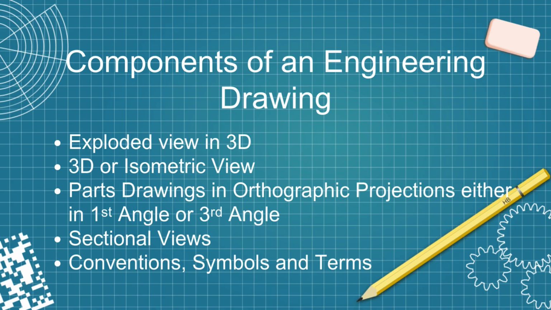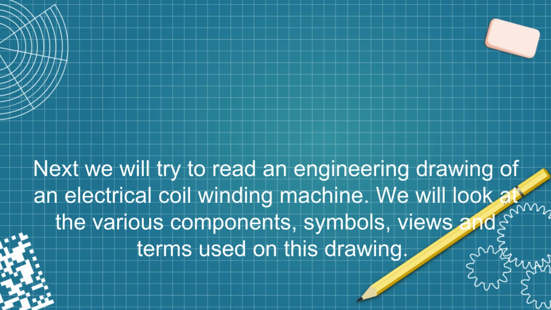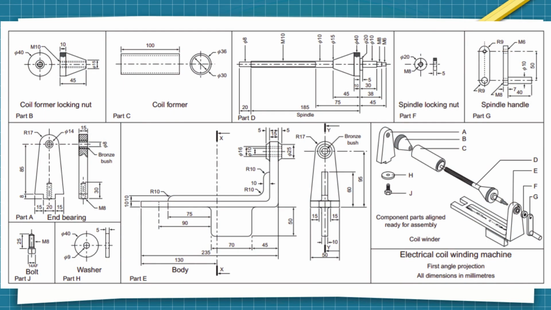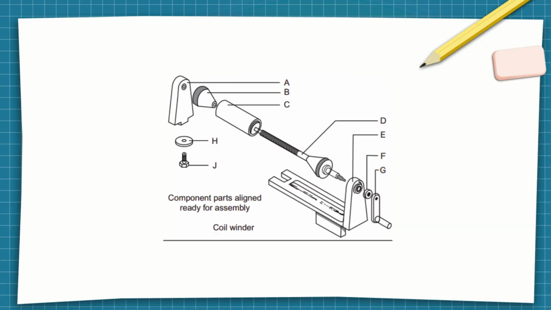Reading the electrical coil winding machine drawing. Now, we will apply these concepts to read the actual engineering drawing of an electrical coil winding machine. We will look closely at the various components, symbols, views, and terms used on this drawing. This drawing shows the complete assembly. On the right, you can see the component parts aligned ready for assembly, or the exploded view, for the coil winder. This view helps us identify each piece with a letter. From A to J, the drawing specifies that it uses first angle projection and that all dimensions are in millimeters.